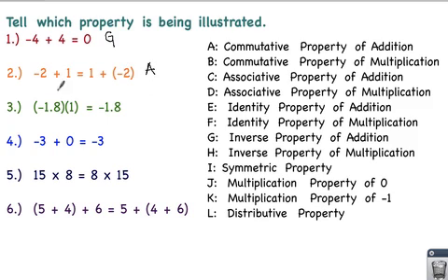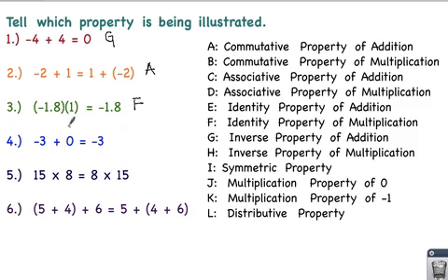Number 3. Negative 1.8 times 1 equals negative 1.8. Notice how I have negative 1.8 on the left side of my equal sign and negative 1.8 on the right side of my equal sign. So the identity of negative 1.8 did not change even though I multiplied it by 1. So this would be the identity property of multiplication, F.